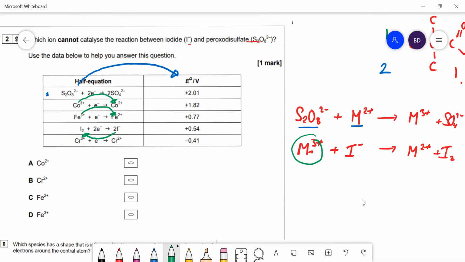So cobalt and iron can both do it, but the one that can't do it is the chromium. So chromium cannot manage it. All the other ions can do it. And the reason why chromium can't do it is because Cr3+ is not a strong enough oxidizing agent to oxidize the iodide ions, whereas Fe3+ and cobalt 3+ are strong enough.